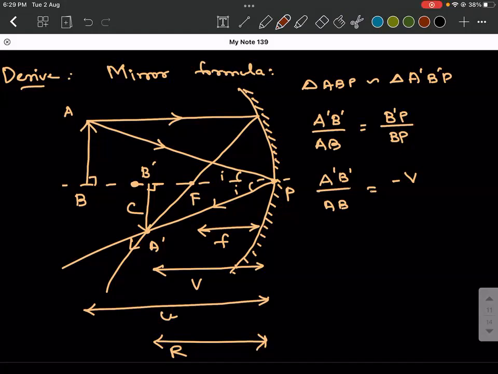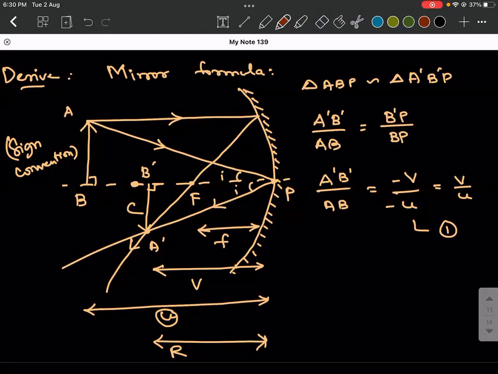Sign convention. Yesterday I told you, while deriving you need to use sign convention, and while solving the problems also you need to use sign convention. So minus V divided by, what is AB? AB is U, but that U is also having a negative sign. So this will be equal to V divided by U, because both are on the left hand side. So let me take this as equation number 1.